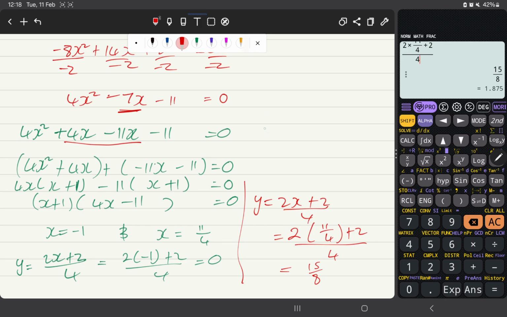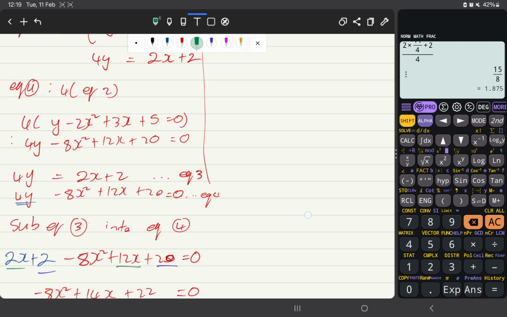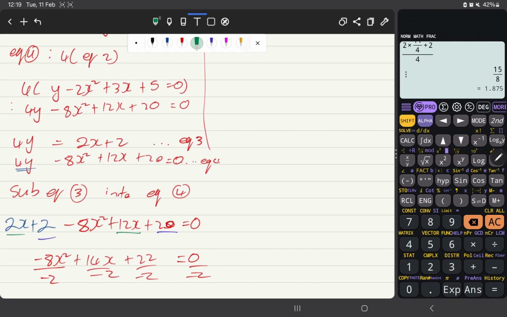So what does that mean? It means that my solutions for this problem will be minus 1 and 0, and 11 over 4 and 15 over 8. These are my solutions. So I'm going to have to now go back and do the elimination method.